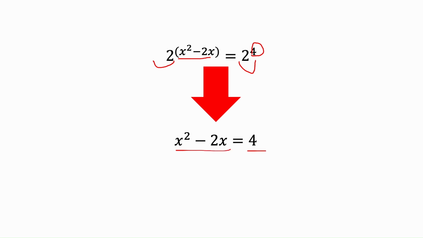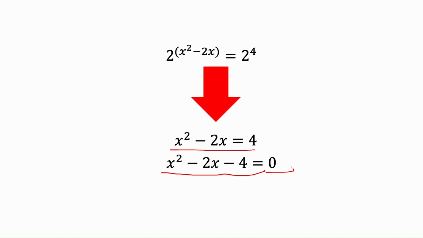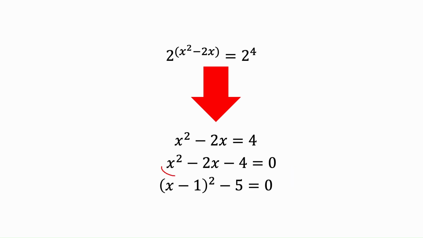For making this equation to be true, we need to make the power to be equal. Here again, we have a quadratic equation. So x squared minus 2x minus 4 needs to be 0. Since here we have x squared and minus 2x, we can make x minus 1 squared in this equation. And for that, we don't have plus 1 here, because x minus 1 squared is going to be x squared minus 2x plus 1.